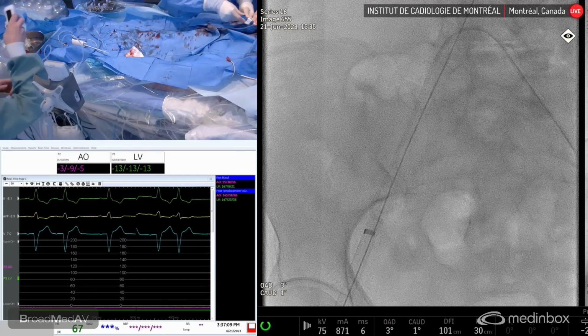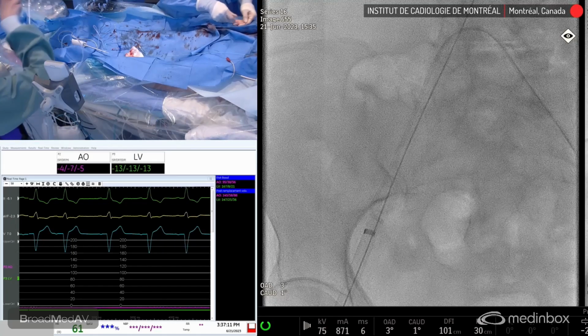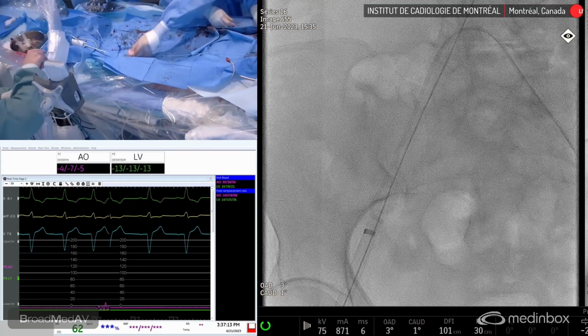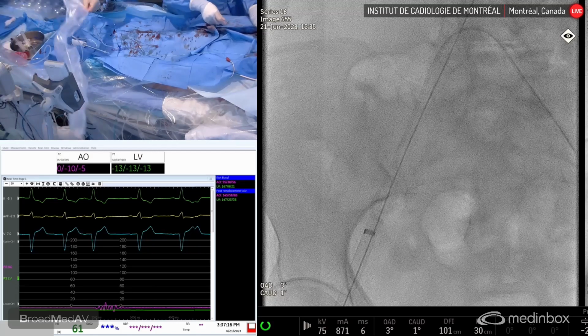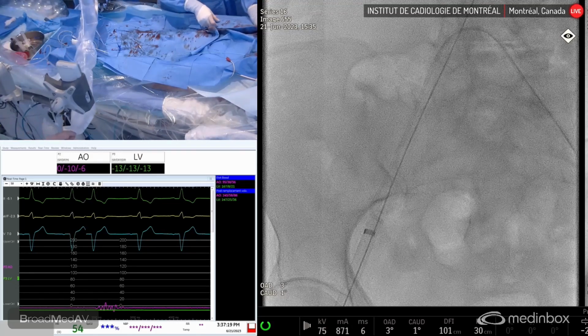4.5? Lucie? 5? Okay. Okay, so we're going to put our ultrasound and have a look.